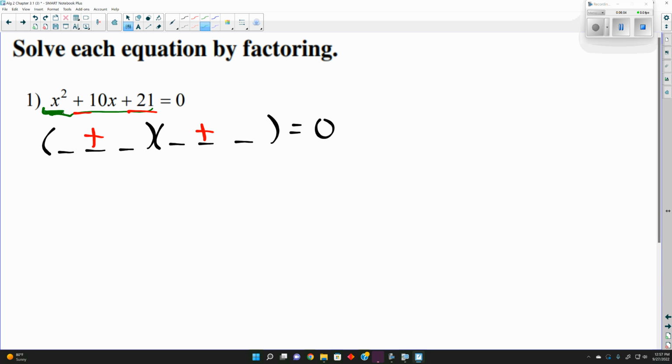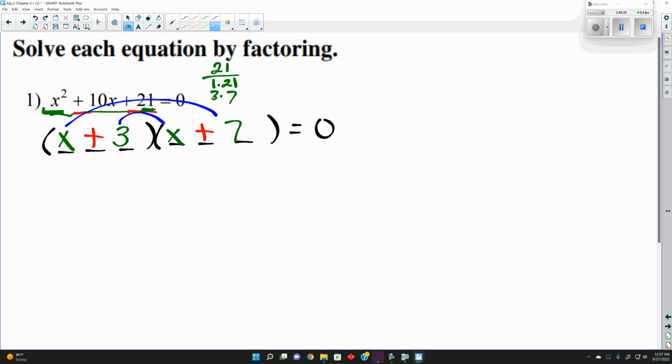So now we need to find the factors of the first and third term. Our factors of x squared are x and x. And the factors of 21: 1 and 21, and 3 and 7. Which one do we want to try first? And then we can check this here.